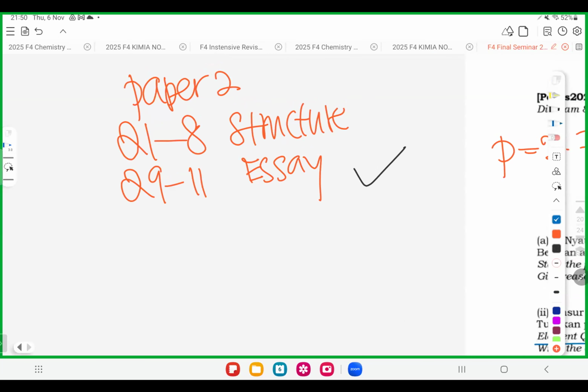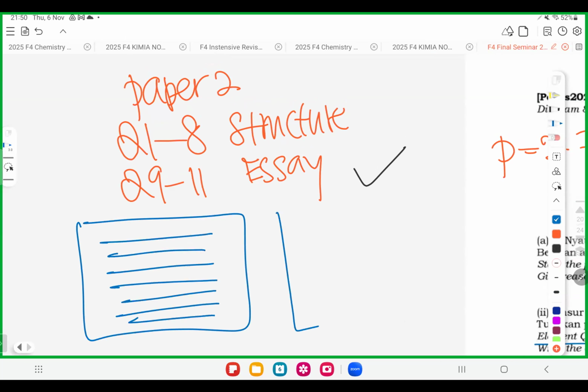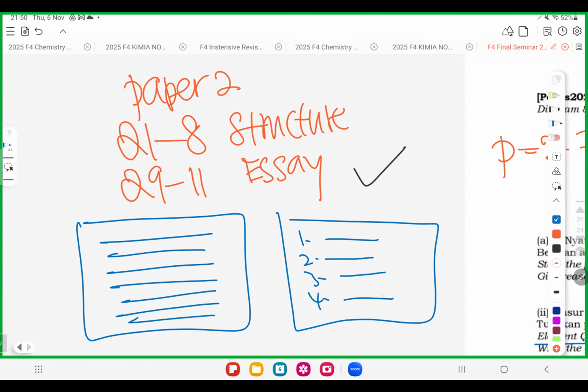Imagine you are the examiner. One fella writes a long essay, everything squeezed in a paragraph. Another person uses point form. As examiner, which one would you love to mark? You know the answer. Clear? So if today you have an essay question, you can use point form. Perfectly fine.